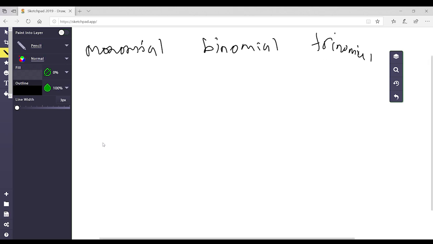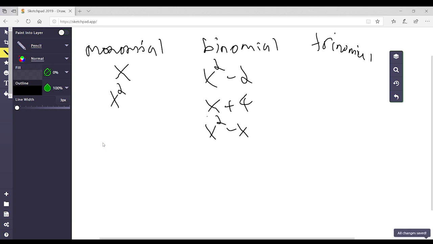So for example, for monomial it would have 1 term, so it might be x or something like that. X squared, really anything with a variable works. Binomial could be like x squared minus 2, x minus 4, or x plus 4, or maybe x squared minus x. Any of those work. They all have 2 terms. And a trinomial would just have 3 terms, so x squared minus 2x plus 3, something like that.